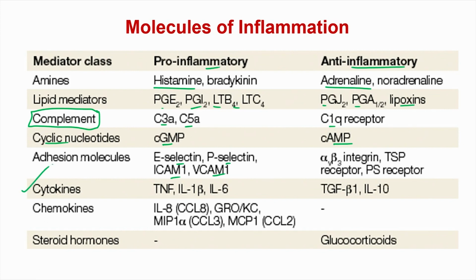Cytokines we have already discussed, chemokines we have already discussed, so some of them are listed here, and you can have steroid hormones such as glucocorticosteroids. These are all anti-inflammatory, they tell the immune system to calm down and do not continue to damage their own body parts.